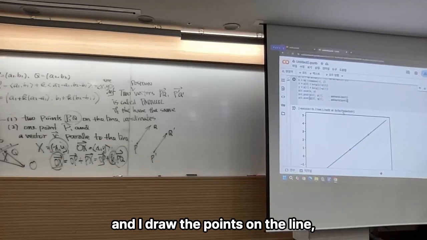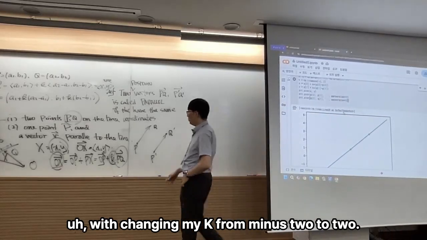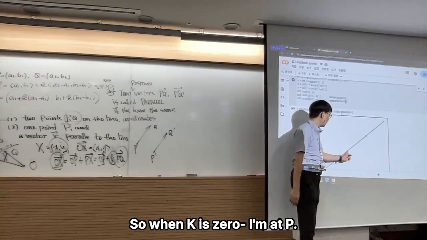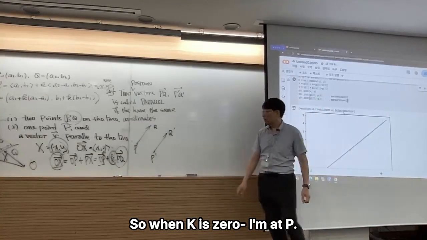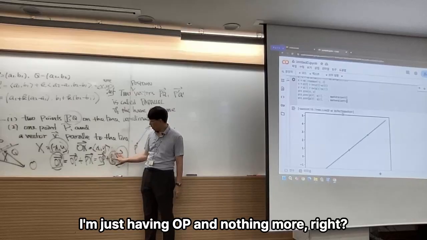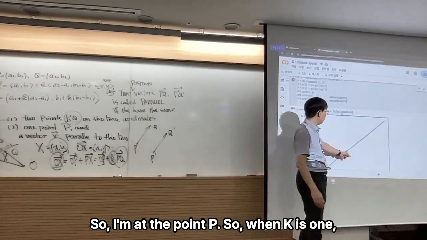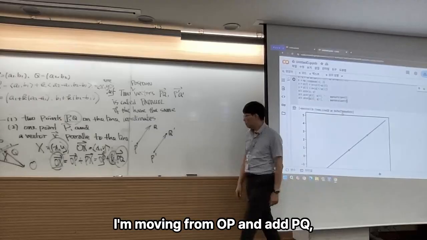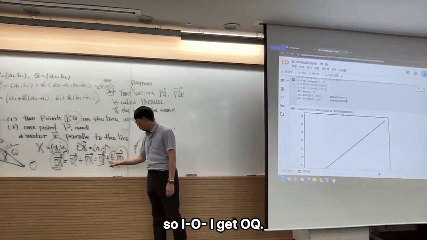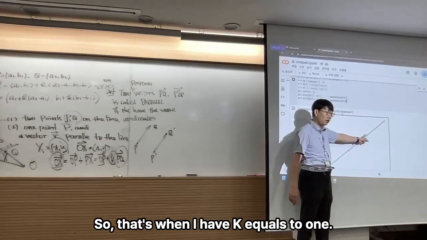And I draw the points on the line with changing my K from -2 to 2. So when K is 0, I'm at P. You see, when K is 0, I'm just having OP and nothing more, right? So I'm at the point P. So when K is 1, I'm moving from OP and at PQ, so I get OQ. So I'm moving up to point Q. So that's when I have K equals to 1.